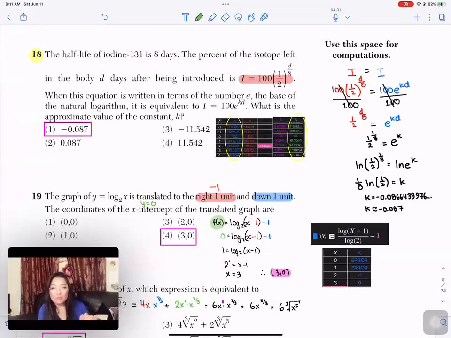Half-lives. Oh boy, these are fun problems, but you have to understand what they're asking. So they're telling you that they have these 2 equations and you have to find what k is. So I would set them equal to each other.